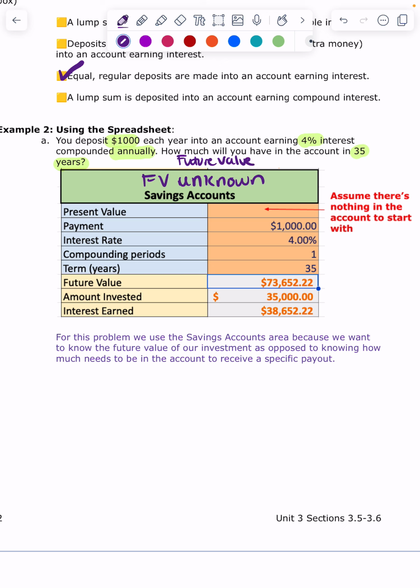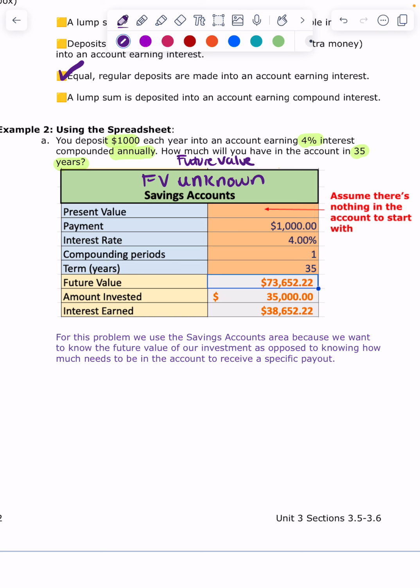So you're going to have 2 savings annuities in your spreadsheet. We're going to have one where the future value is known and one where the future value is unknown. So in here, since we don't know the future value, we're going to use the savings account with future value unknown. And it's usually pretty obvious because if you look at the 2 and compare what information you have with what information you don't have, you'll see that only one makes sense to use.